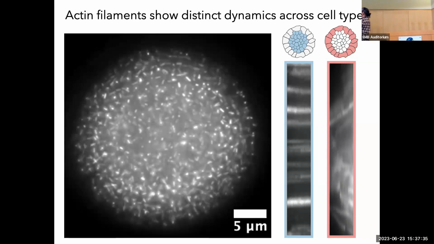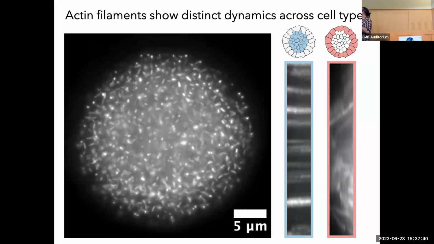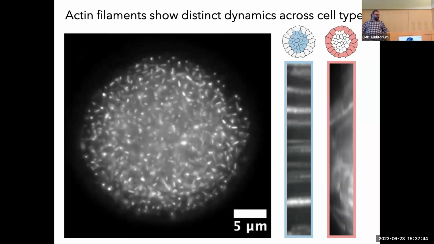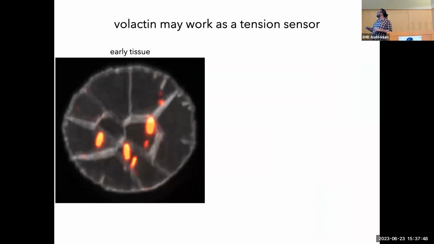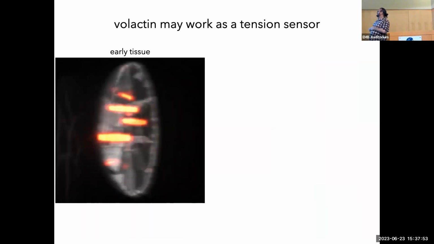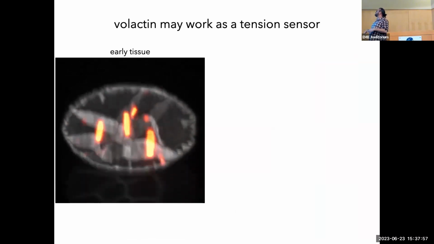But this dynamic suggests that actually actin is doing something different in one cell type than the other cell type. So we also tracked the positioning. So this is a very young, early tissue. I cannot even call this tissue. This is right in the beginning of cellularization.